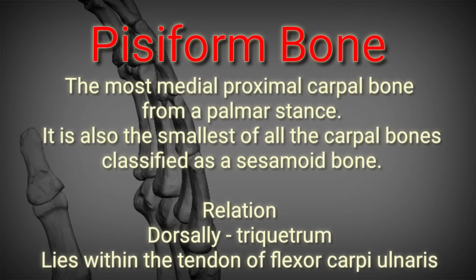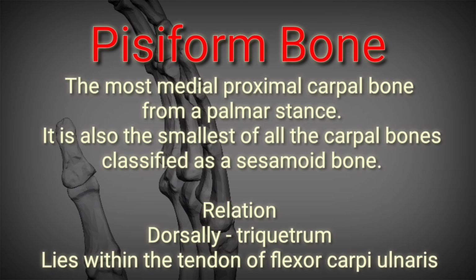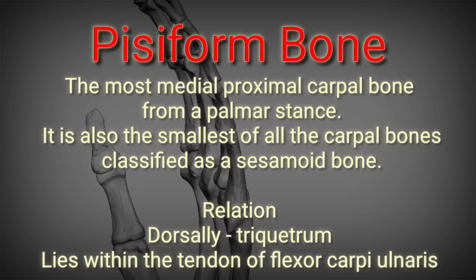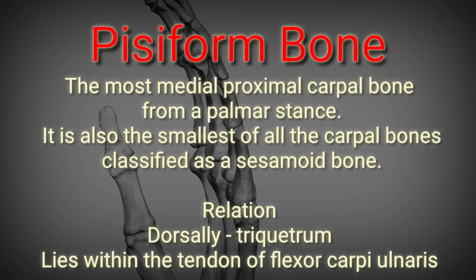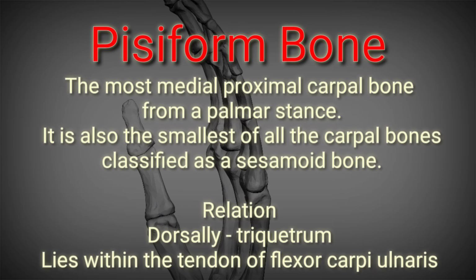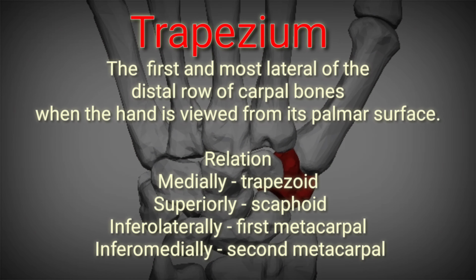Pisiform bone. Lastly, the pisiform bone is the most medial proximal carpal bone from a palmar stance. It is also the smallest of all the carpal bones and classified as a sesamoid bone. Relation: dorsally triquetrum; it lies within the tendon of flexor carpi ulnaris.